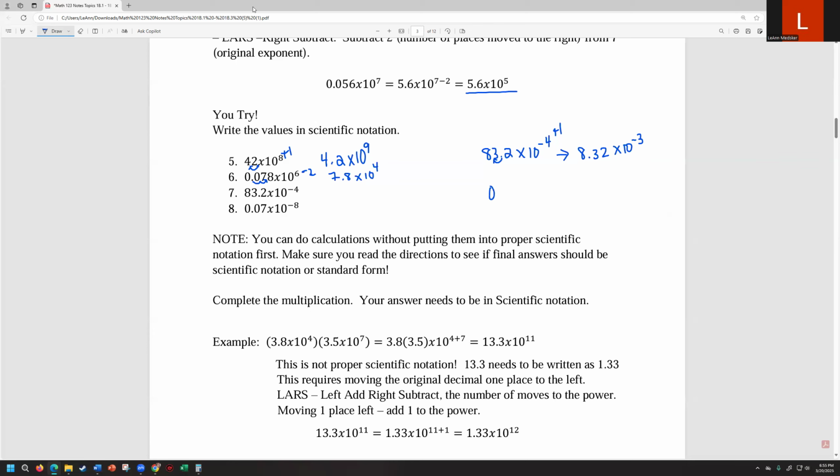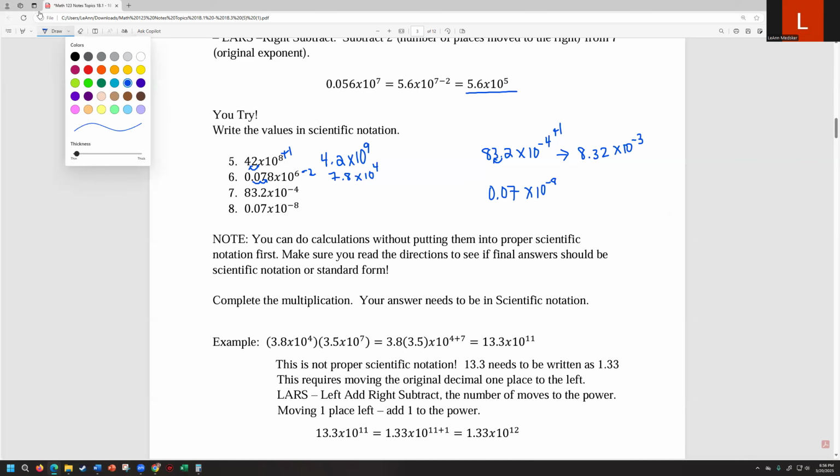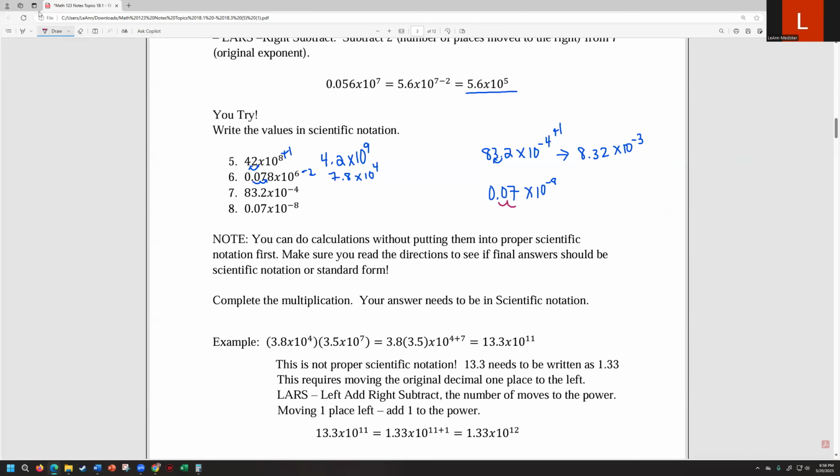And then the last one on this part, 0.07 times 10 to the negative 8. To put it in proper scientific notation, we need that decimal to have a number in front of it that's a 1 to 9. So I'm going to move it 2 places to the right so that 7 is in front of the decimal. When you move to the right, you subtract from the power. So it's the number of places we moved it. And then this would be 7 times 10. And then when you put this in your calculator, negative 8 minus 2 more is negative 10. Okay. Because they're both negative. So it's going to stay negative.